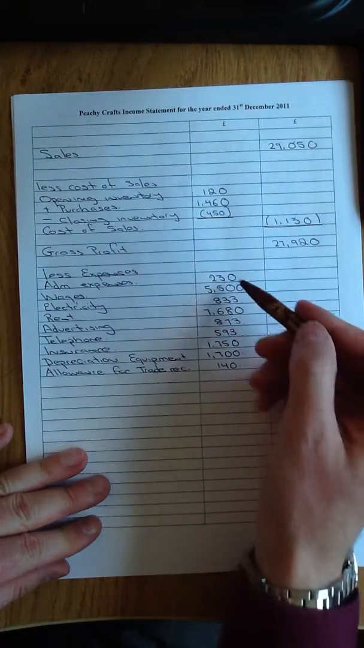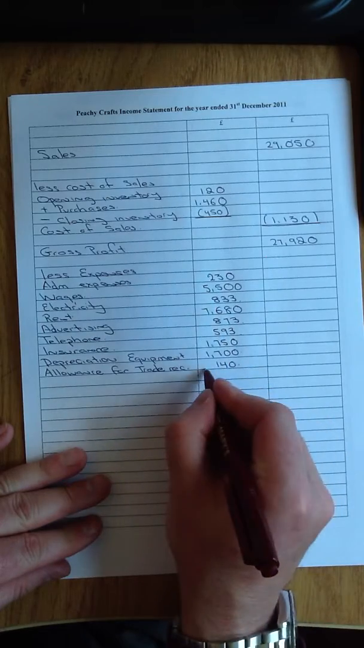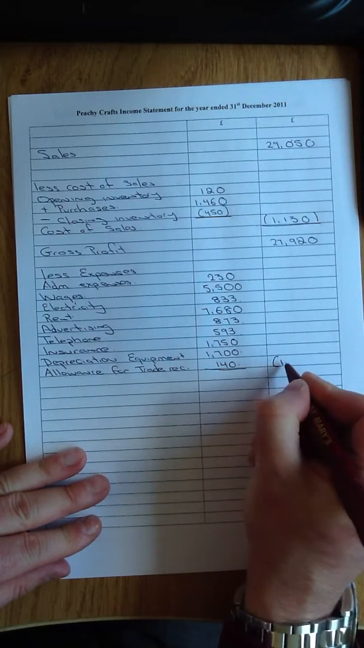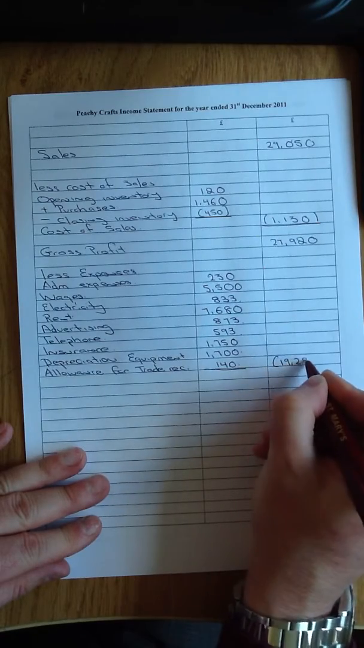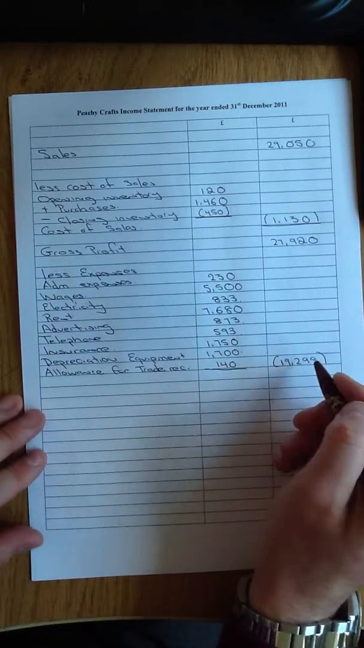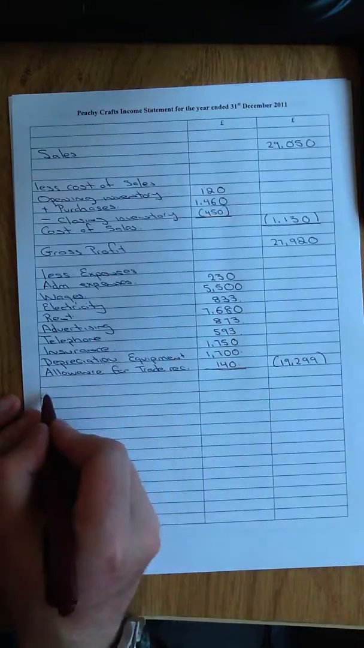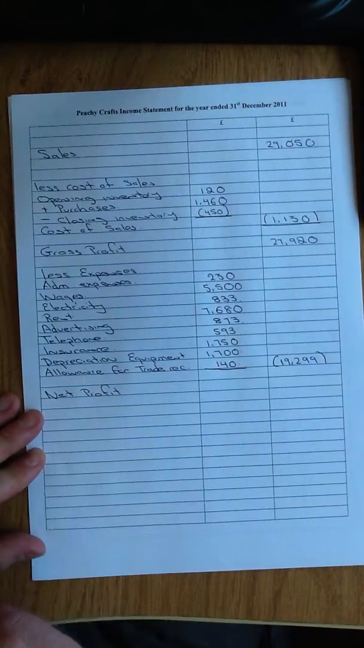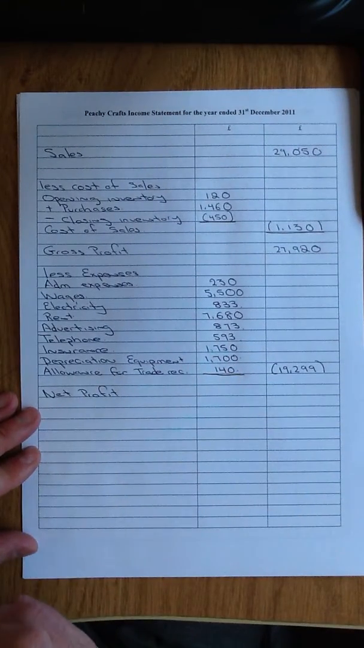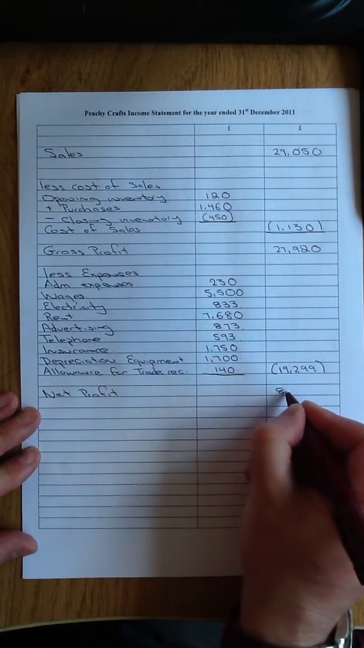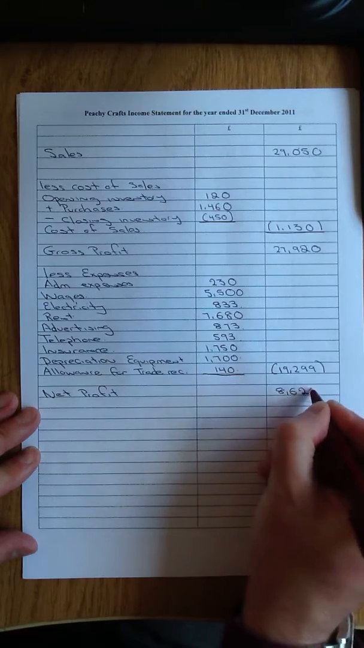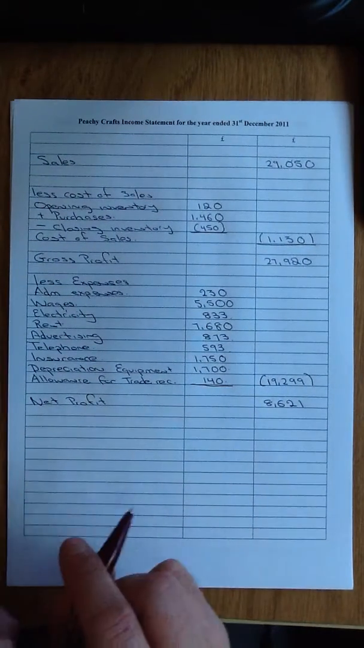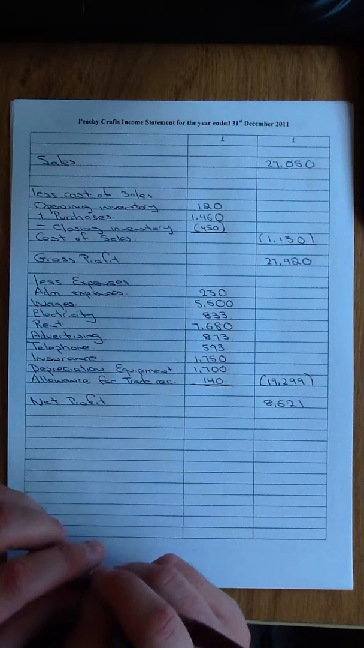So the next thing we do is we add up our expenses, and if we add up our expenses, they come to £19,299. Take that away from our gross profit, and that gives us our net profit after all our expenses have been paid, and our net profit is £8,621. Now, that is most types of expenses in that.